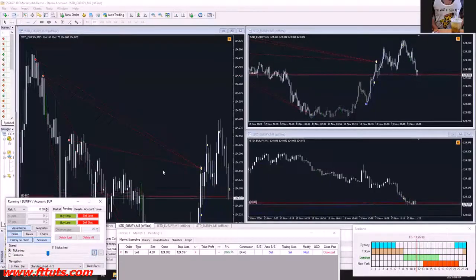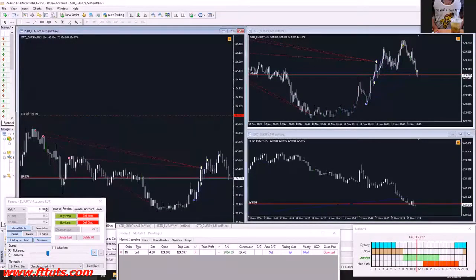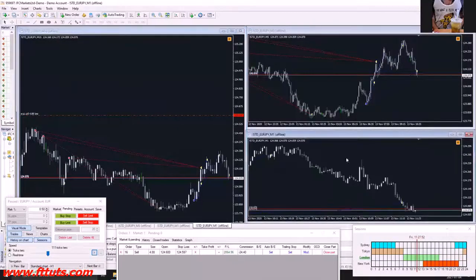All right, so now that the 5-minute structure changed, I would look for shorts. I believe the 15-minute broke substructure too, depending on how you look at it. That low broke. And the 15-minute also broke substructure. So we're all in line with the downtrend. Could look for shorts now.